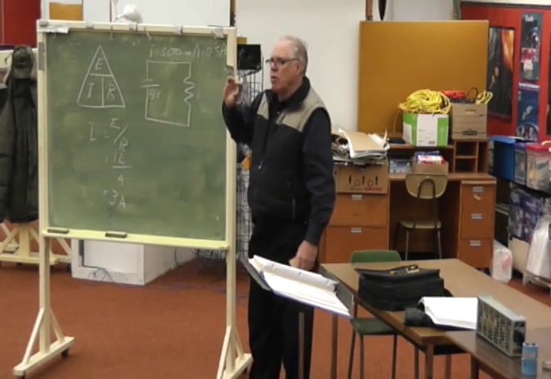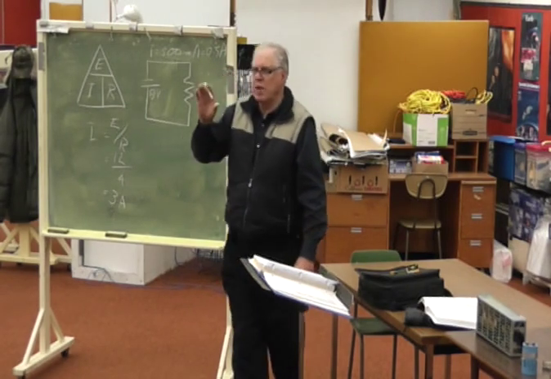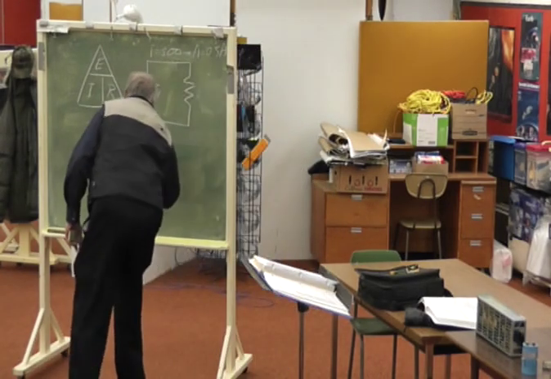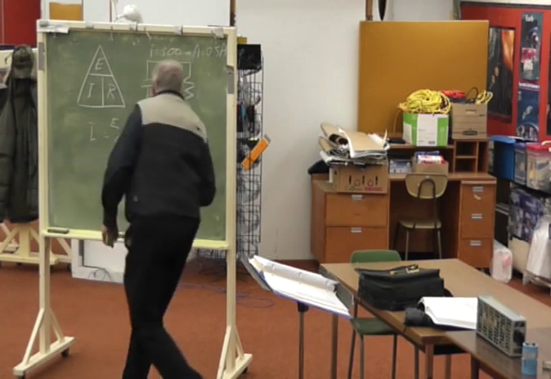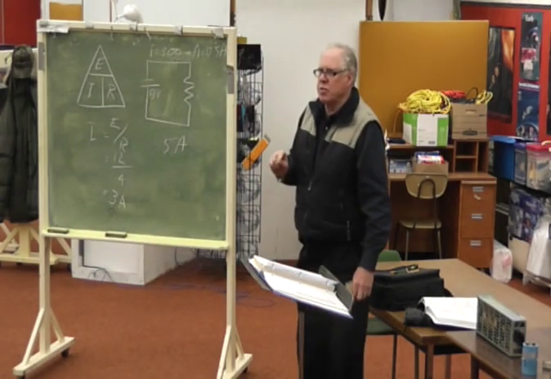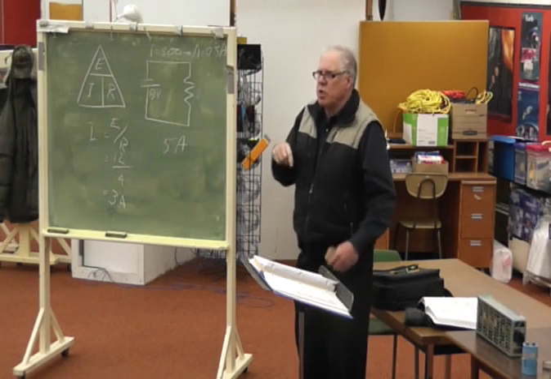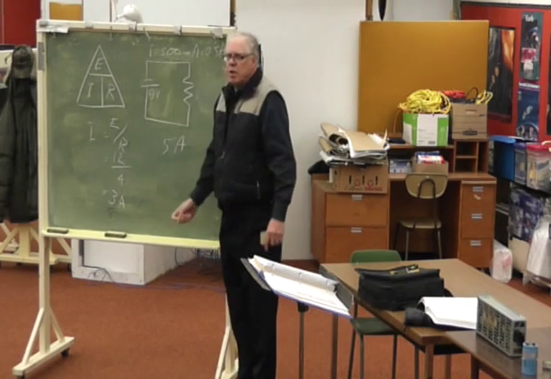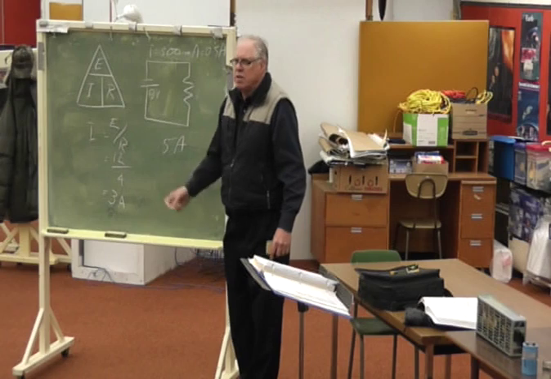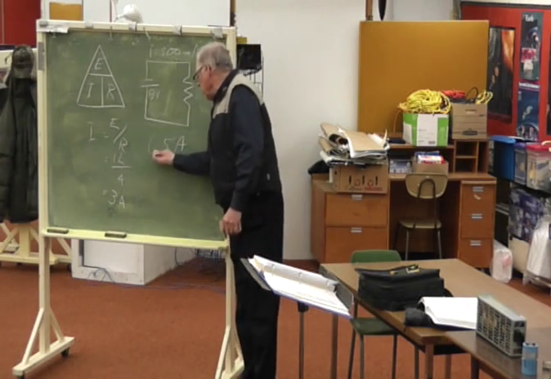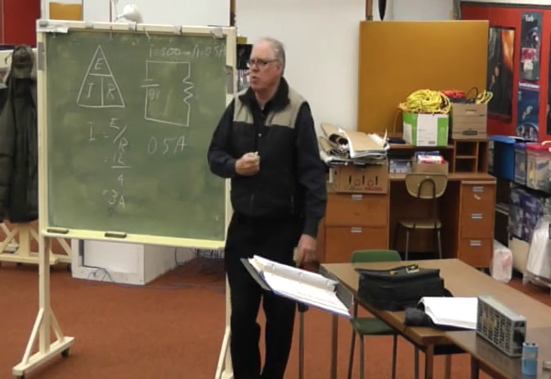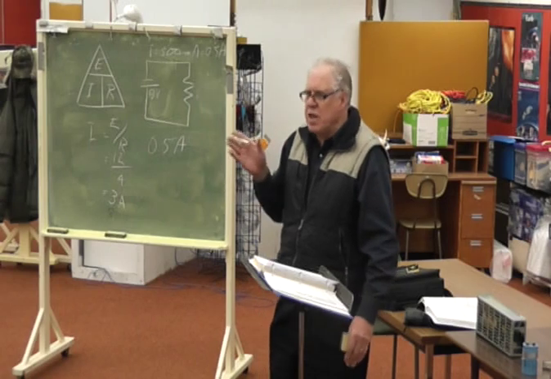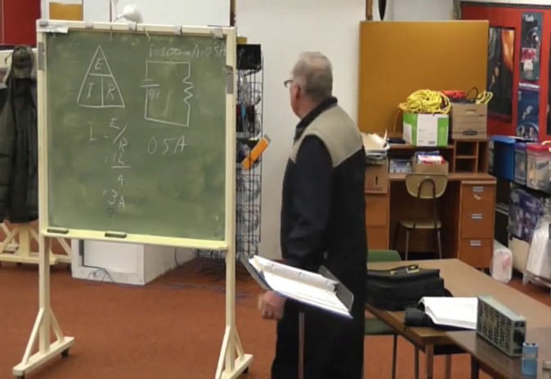When you're dealing with decimal values, I could just say .5 amps. The problem is when you're reading it, you don't know whether that's a mark on the page or a decimal point. So when you're writing a decimal, always put a 0 in front of it. So that's 0.5 amps, and then everybody knows that that's a decimal point.